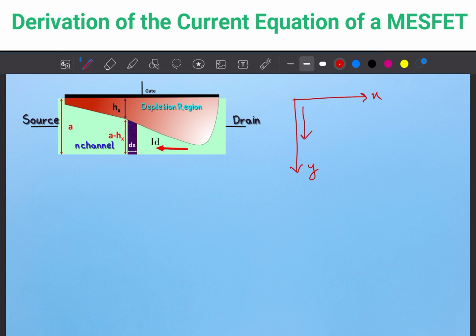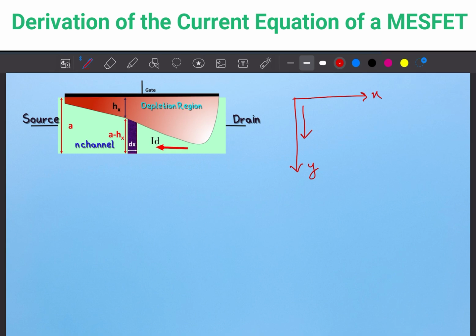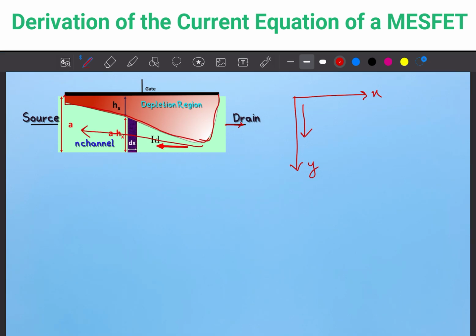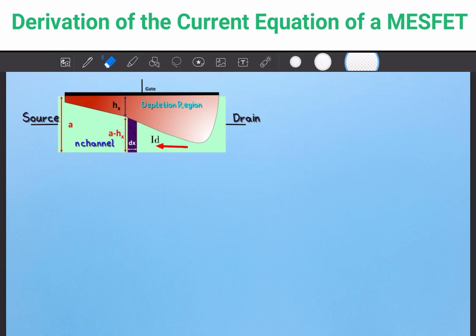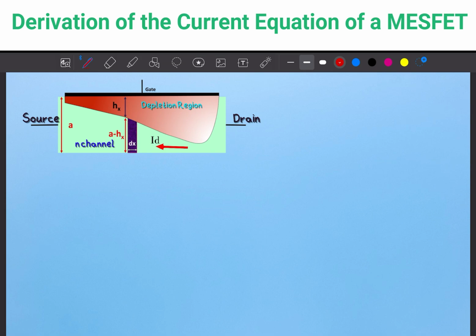Secondly, the channel thickness gradually increases from drain to source, or in other words, the depletion region gradually increases from the source side to the drain side. Okay, so let's connect the voltage sources VDS and VGS.